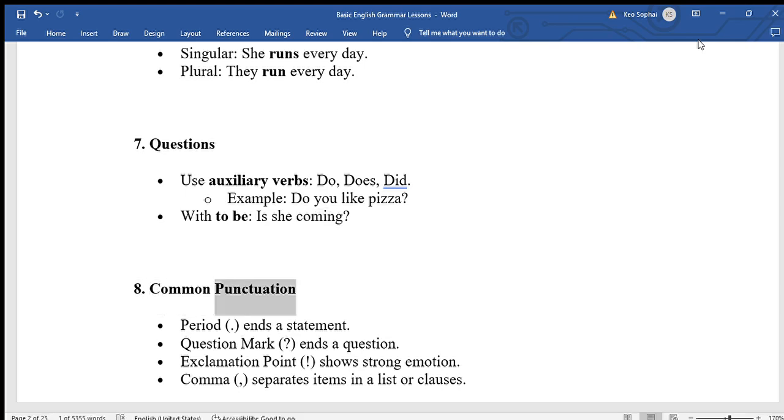8. Common punctuation. Period, dot, ends a statement. Question mark, ends a question. Exclamation point, shows strong emotion. Comma, separates items in a list or clauses.